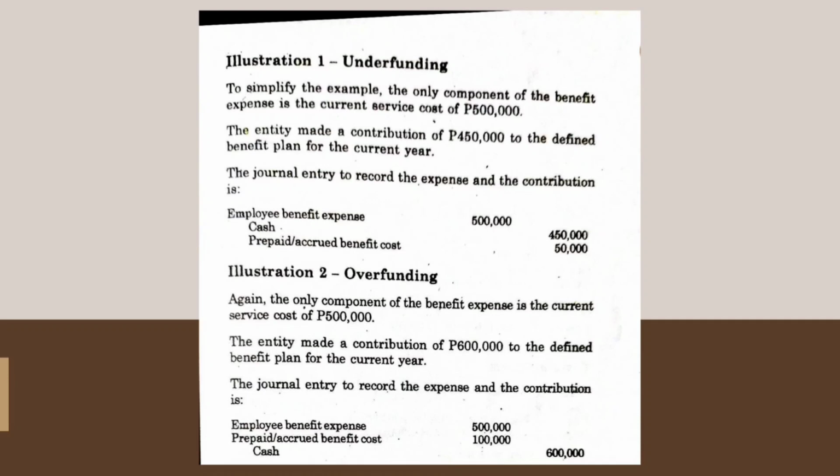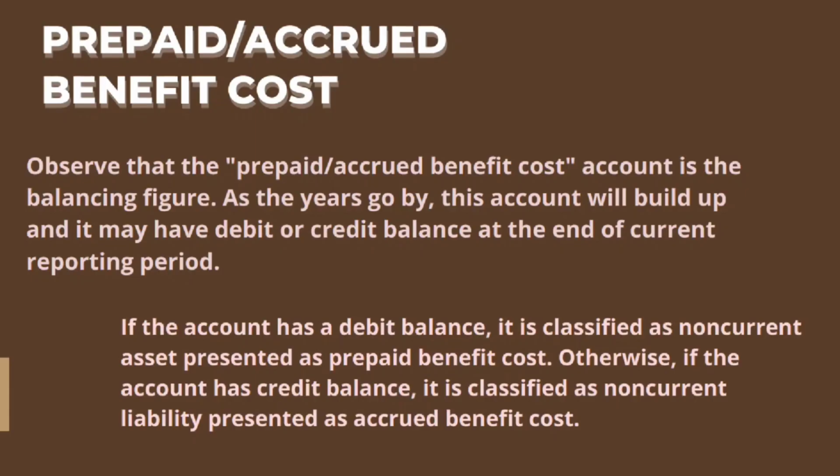In illustration number 2, it shows an example of overfunding. Again, the only component of the benefit expense is the current service cost of 500,000. The entity made a contribution of 600,000 to the defined benefit plan for the current year. The journal entry to record the expense and contribution is debit employee benefit expense 500,000 and prepaid accrued benefit cost 100,000, and credit cash 600,000.